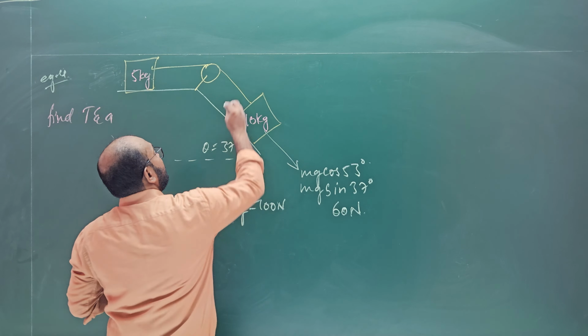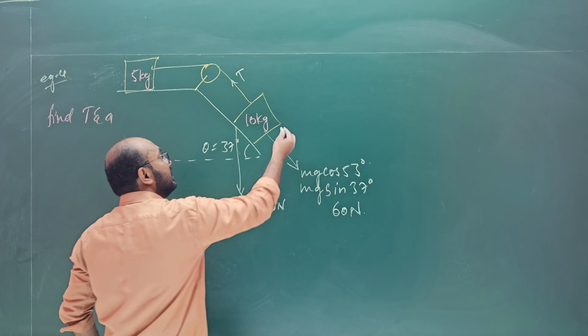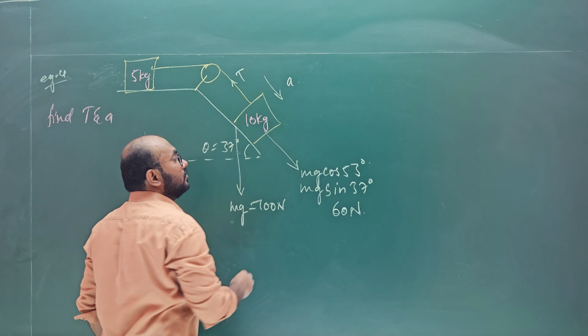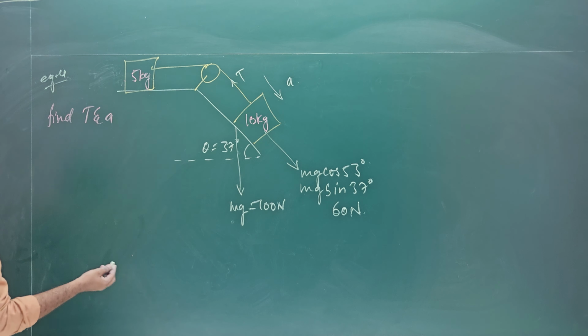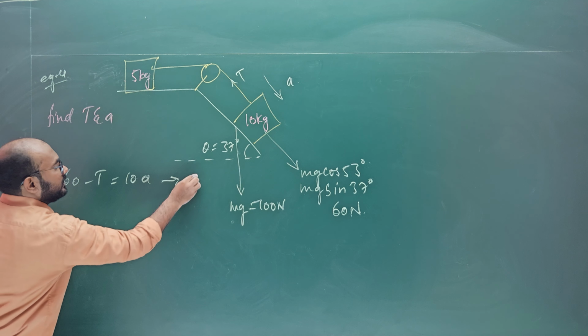Tension will be acting in the opposite direction here like this. If I consider acceleration is in the downward direction, then who is greater? 60 Newton is greater. So 60 minus T is equals to 10a. This is your equation number 1.